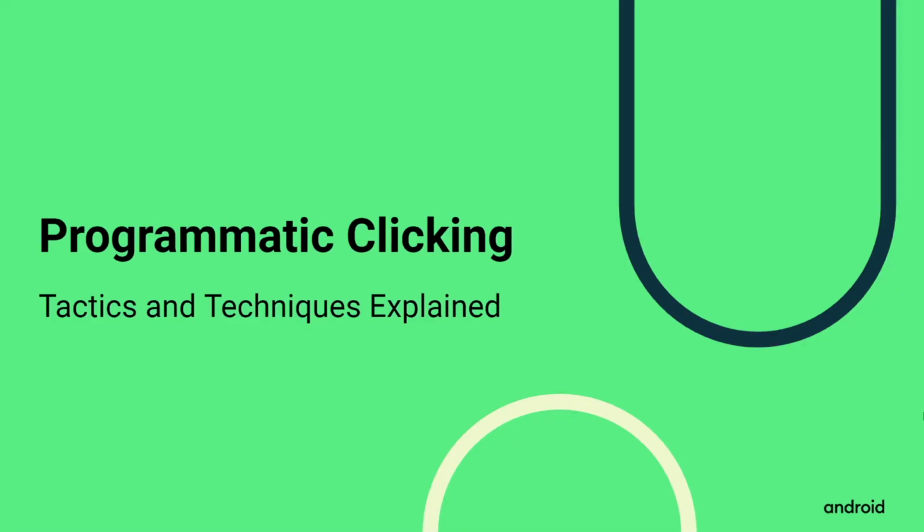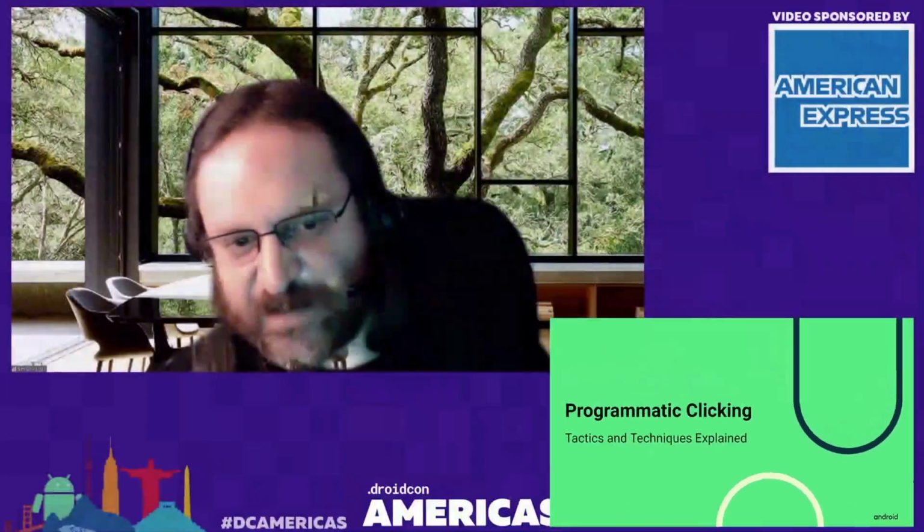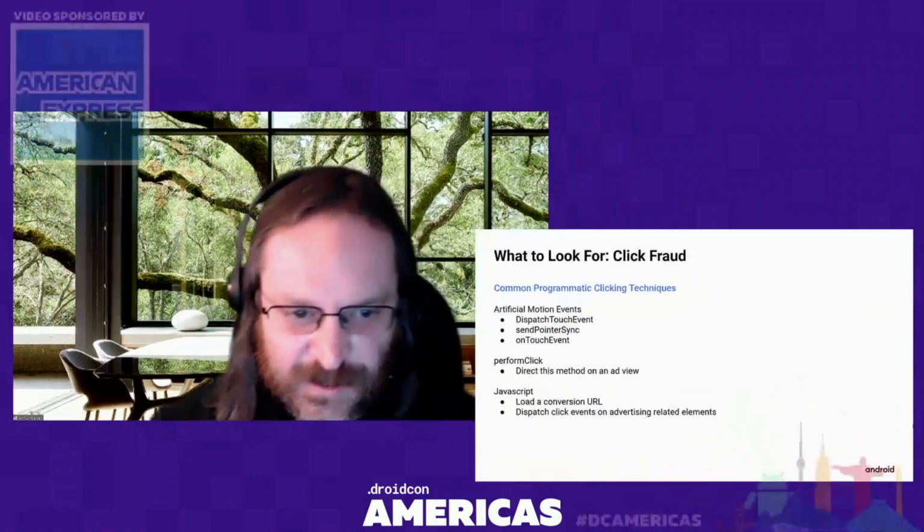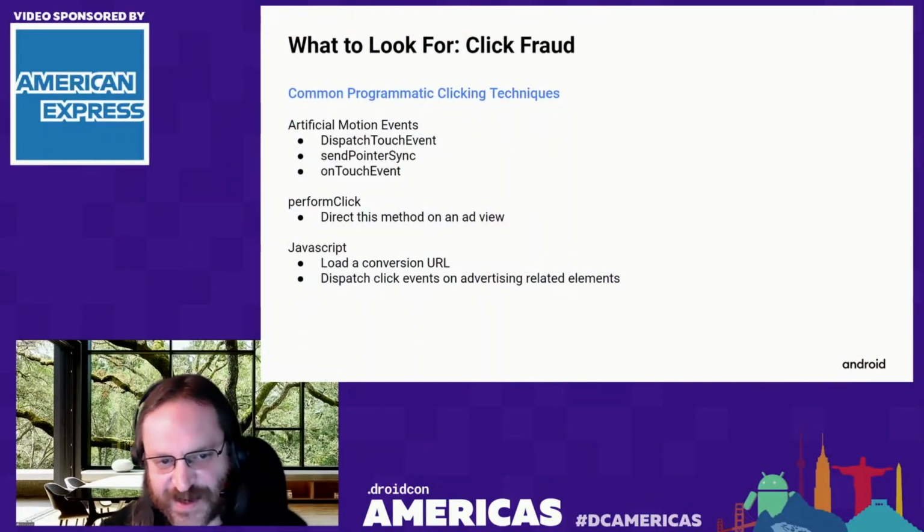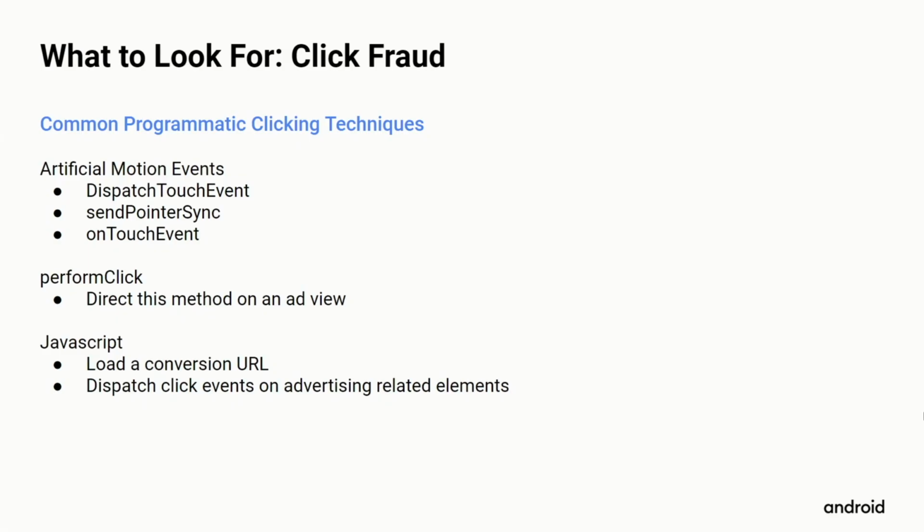So let's move on to programmatic clicking. This is much more subtle than the disruptive ads. The user is not going to notice it, but your advertising partners most certainly will, and the ad networks are definitely going to notice as well. Programmatic clicking is where either the SDK provider or the app publisher themselves is trying to increase their revenue by creating fake conversions for an ad.